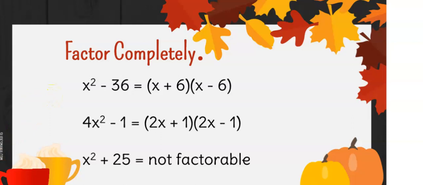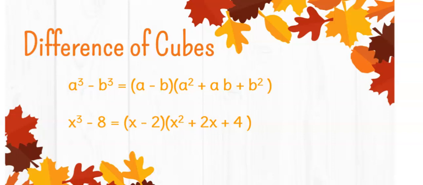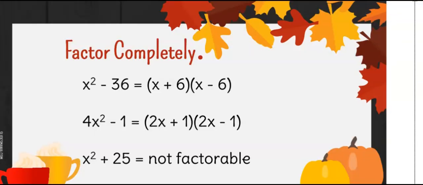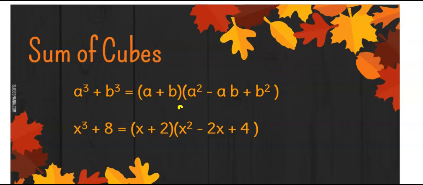Now let's get into our cubes. All right, let's start with a sum of cubes. So here we have a cubed plus b cubed. So that is going to factor to a binomial times a trinomial. The binomial will always take the sign of our original expression. So because we're dealing with sums, the binomial is going to be plus.